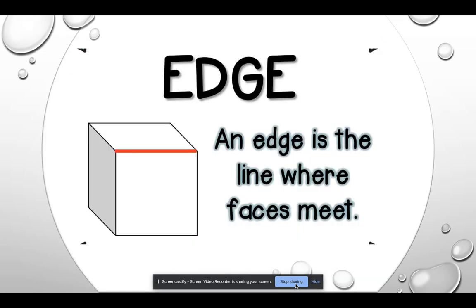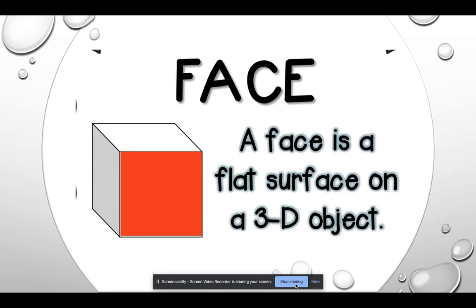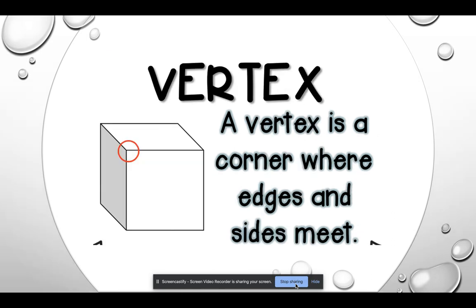3D shapes have edges. An edge is the line where the faces meet. They also have a face. A face is the flat surface on a 3D object. Normally the face is a 2D shape. A vertex or vertices is a corner where the edges and the sides meet.